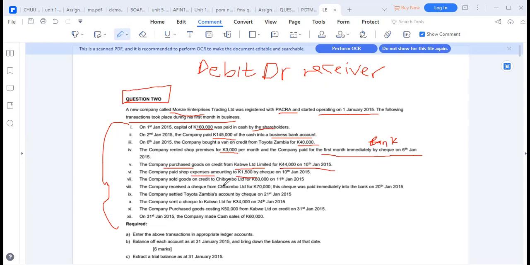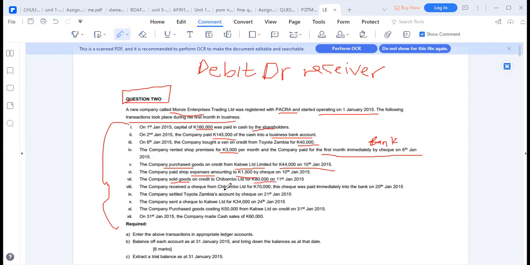The company sold goods, so these are sales now. This is just about what we need to understand thoroughly. The company sold goods on credit to Chivombo Limited for 80,000 on 11 January 2015. The company received the check from Chivombo. These are our customers. We sold to them, goods on credit to Chivombo.